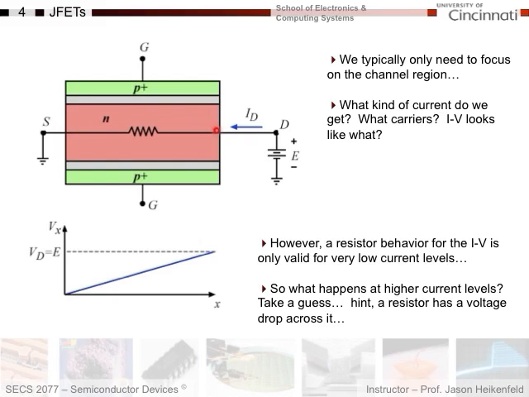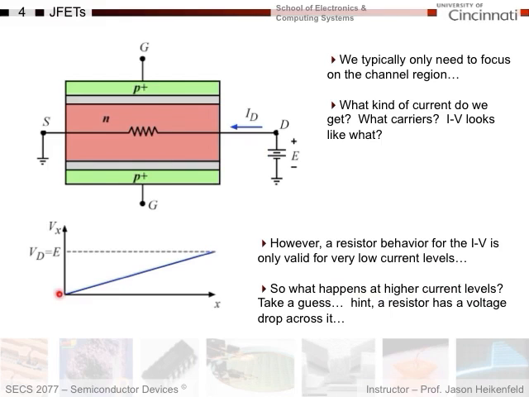Okay? So, this type of relationship where I can assume that the voltage linearly drops and it just acts like a resistor is only valid for very low current levels. The thing I want you to figure out is what will happen at higher current levels, where I'm putting more and more voltage here. And here's a hint.